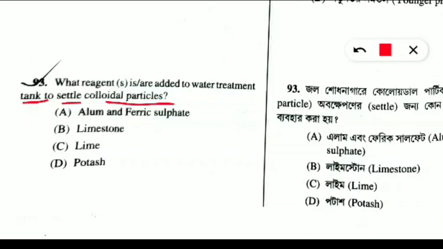So here for water treatment, alum and ferric sulfate are used for settling the colloidal particles. And you should also know that some of you will be confused about lime. Lime is actually used to neutralize the acidic effect of the alum. Yes, to neutralize the acidic effect of the alum, lime is used.